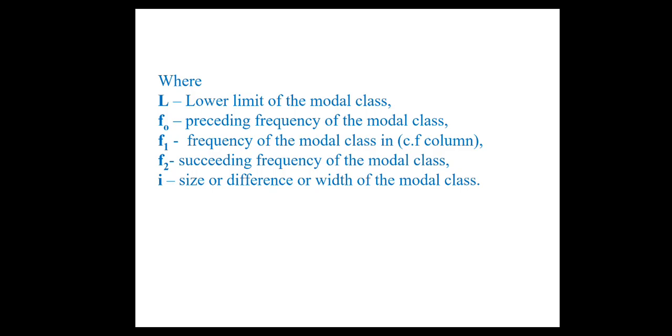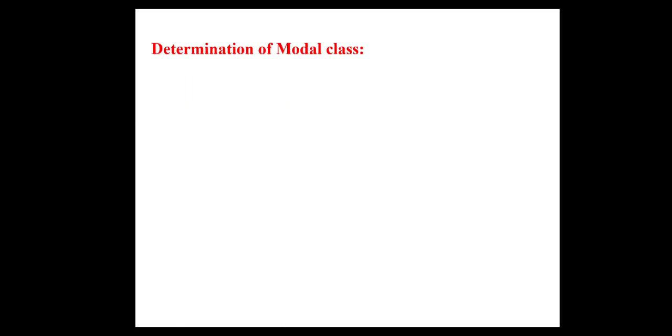Here is the explanation. L equals the lower limit of the modal class. F0 equals the preceding frequency of the modal class. F1 equals the frequency of the modal class. F2 is the succeeding frequency of the modal class. I equals the size, or width, of the modal class.